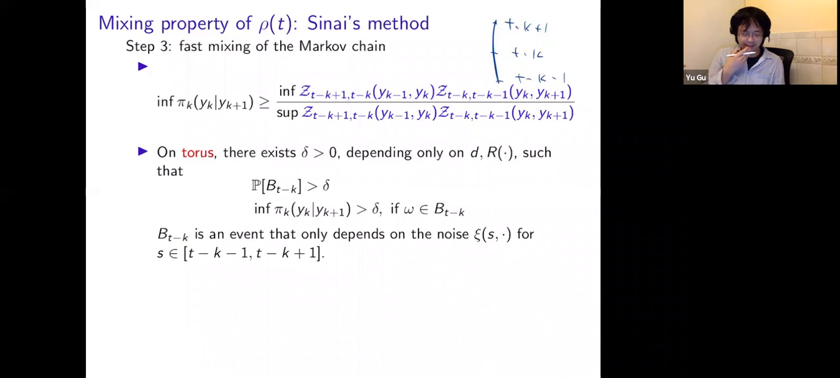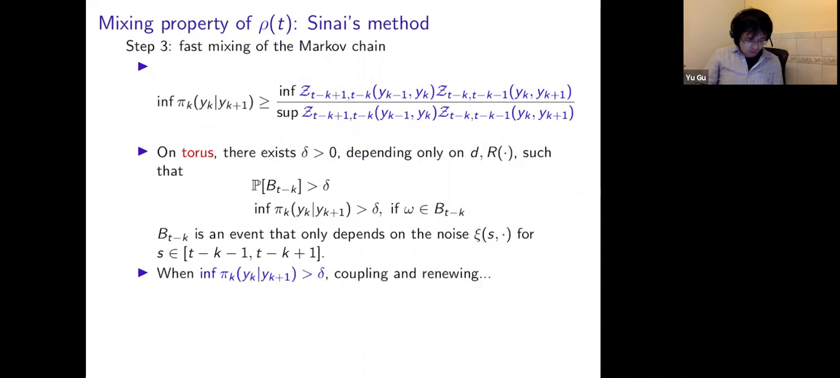So you can find an event, basically the event that this factor is greater than delta. If this factor is greater than delta, then the inf of the transition kernel is greater than delta. Here the inf and sup are taken with respect to those variables. You can find a positive constant that only depends on the dimension and the spatial covariance function such that the probability of this event is strictly positive, and on this event, the transition kernel is strictly positive. That's where we use the torus, because the inf of a positive function on the torus is still positive. If it's on the whole space, then this inf will be zero.